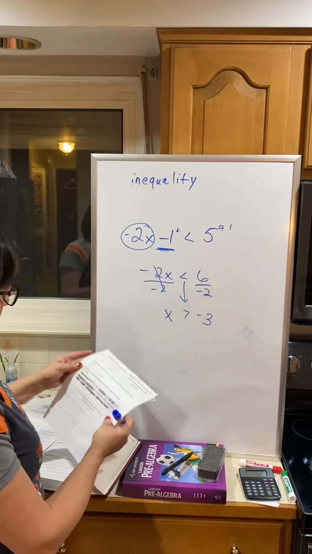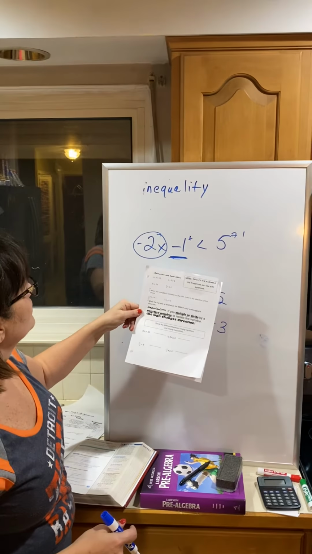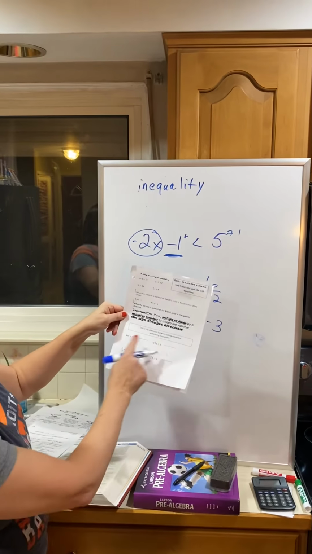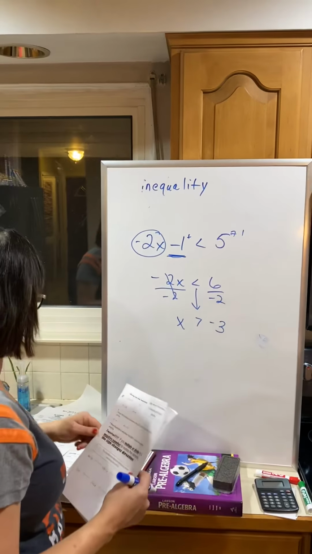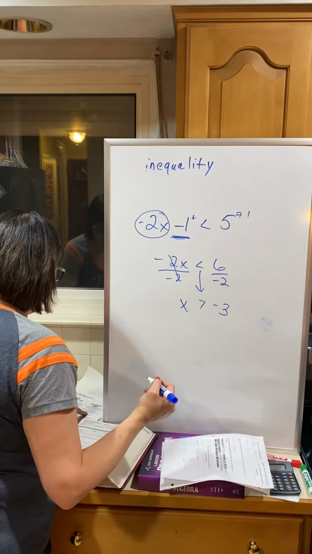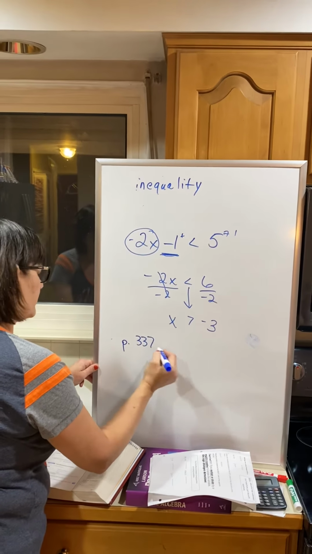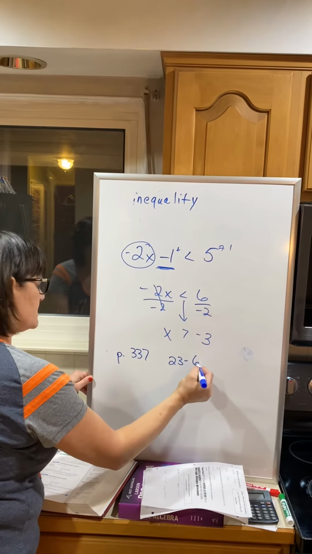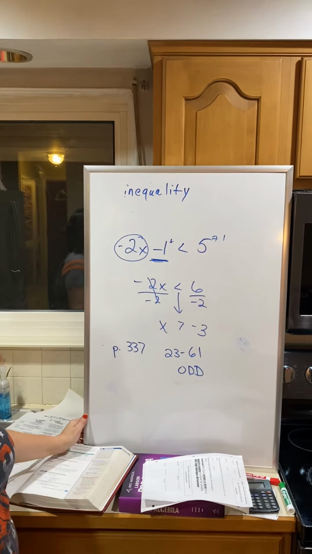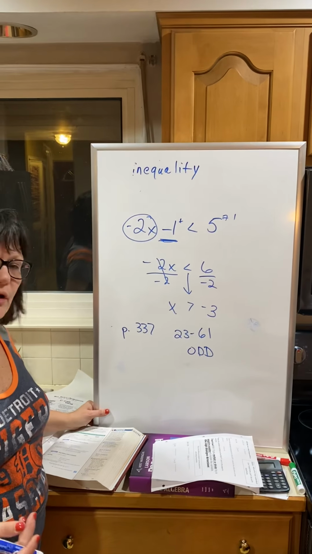Okay, on your outline, you'll see that there are a number of one-step inequalities for you. Follow along, and there's several places where you can also be graphing. Your assignment for today is going to be the following. Page 337, 23 through 61 odd. That way you can check to see if you are doing it correctly in the back of the book.